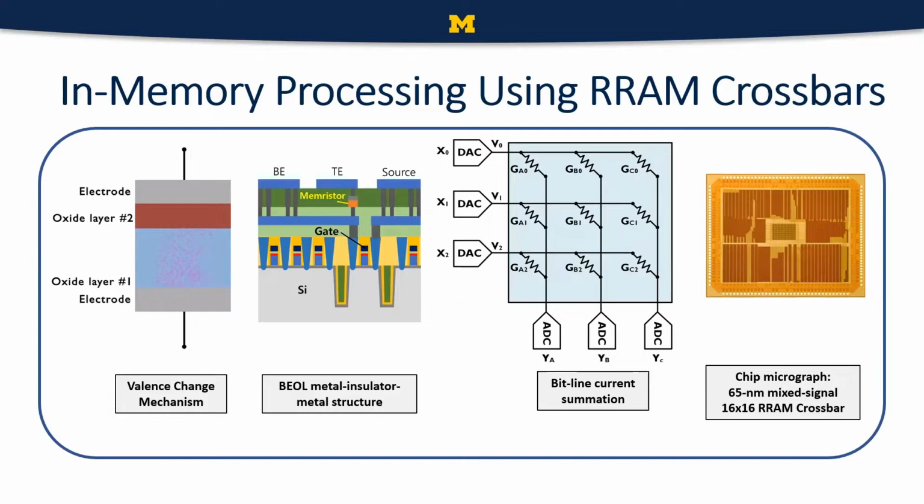So DRAM, SRAM, if you remove that voltage, it's a volatile form of memory, and it's going to forget whatever it's storing.